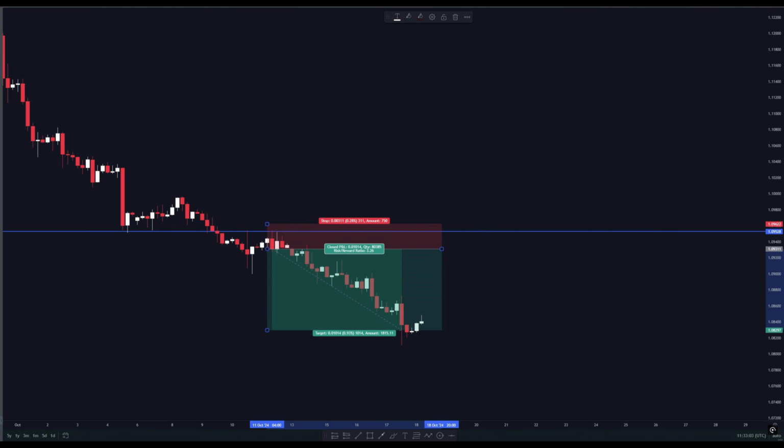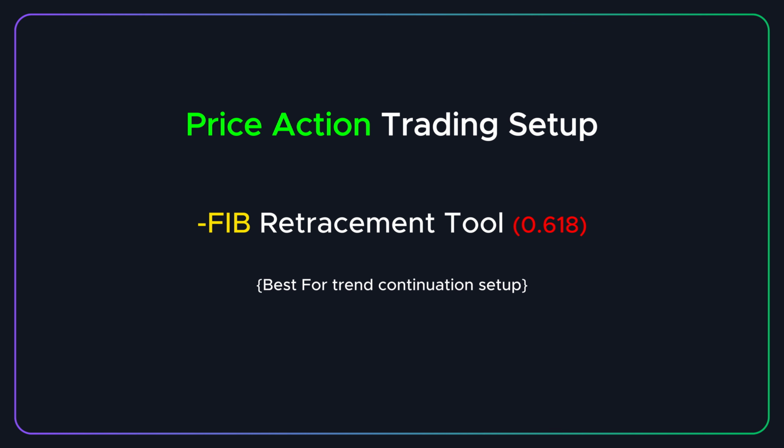Let's move to our next method. This price action setup is very simple and easy to learn, and if you apply it correctly, then it will give you huge benefit while executing any trade. This price action setup is based on the Fibonacci retracement tool, and it can provide good results in trend continuation setups. So always apply it after identifying the trend.